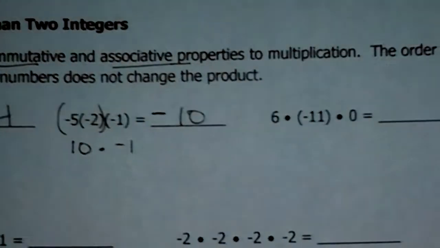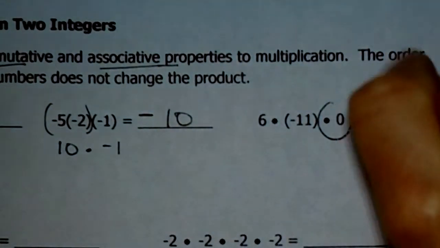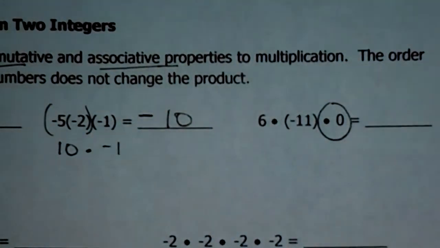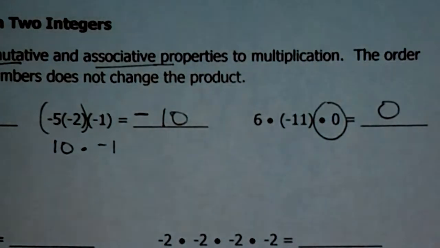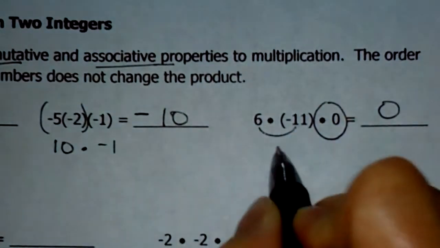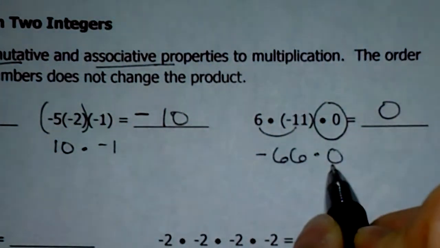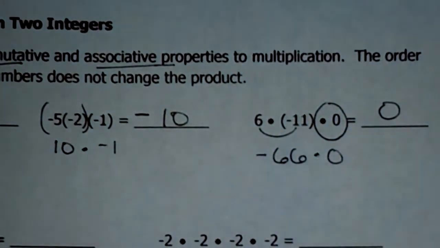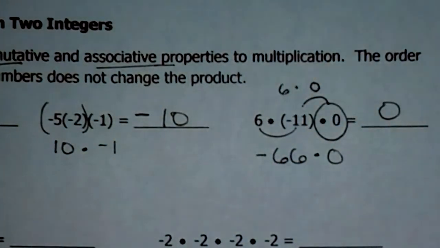Alright, the next problem here, whenever I see multiplication, and it's all multiplication, I look for the 0, because no matter what, if 0's in there and I'm finding a product, it's going to be 0. If you didn't notice that 0, then maybe you just went ahead and said, well, 6 times negative 11, 6 times 11 is 66, and a positive times a negative is a negative, and negative 66 times 0 is 0. You could have done that. You could have multiplied those two first and got 0 and said, well, 6 times 0 is 0. No matter which way you do it, you get 0.